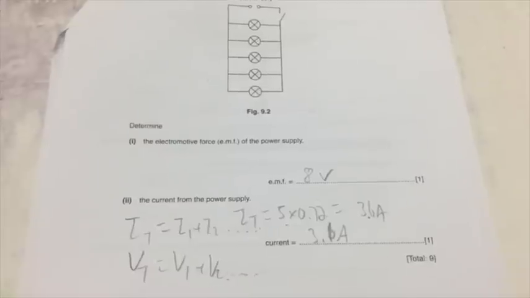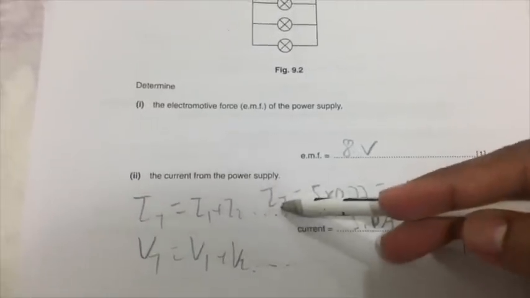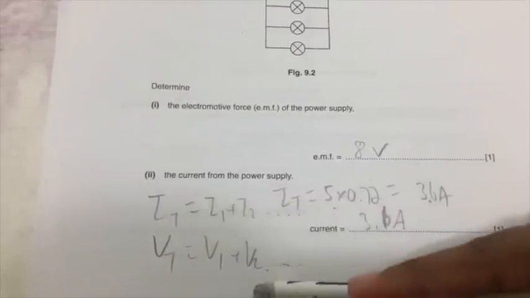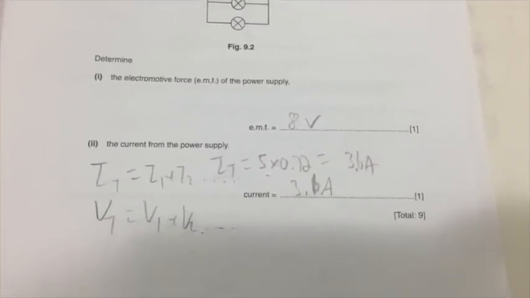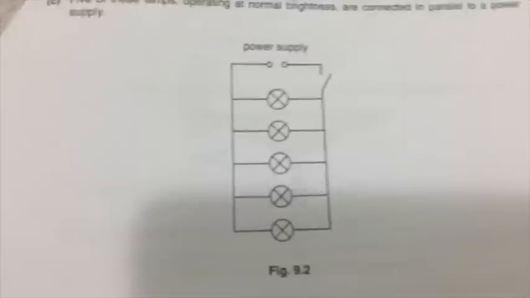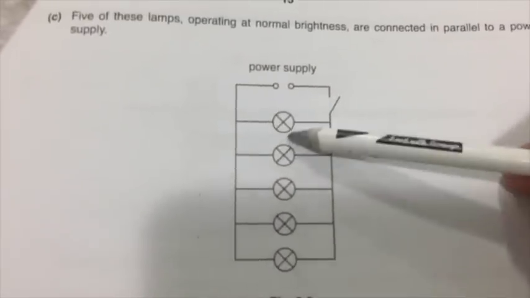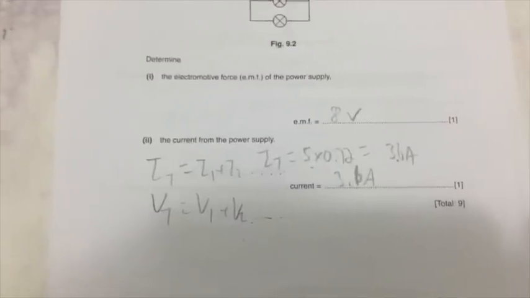But then you really need to know what I said for the parallel: the current varies but the voltage doesn't, and for series the voltage varies but not the current. You just need to know that. To test that, literally test the voltage in every one of these, and it is going to be the same, but if it was in series it is going to be different. That's how they came up with these rules.